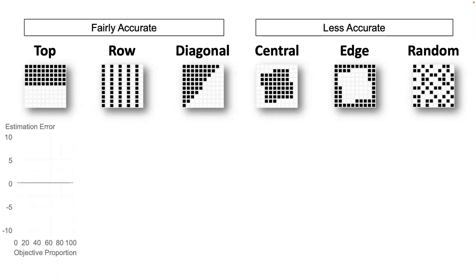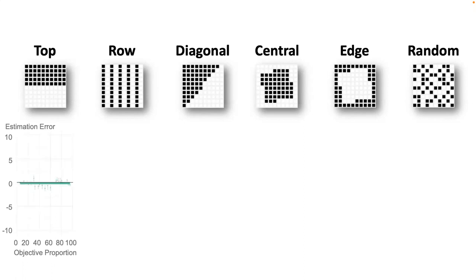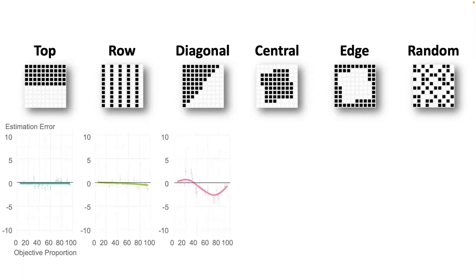If it's below, they underestimated. What we found is that people are fairly good with these 3 arrangements on the left. They were fairly accurate. People are less accurate when it comes to the central, edge, and random arrangements. For the top condition, you see there is almost no fluctuation, very little estimation error. Similar story with the row condition. There were some fluctuation here for the diagonal arrangement. The overall accuracy remains high. The average estimation error is within 1%.